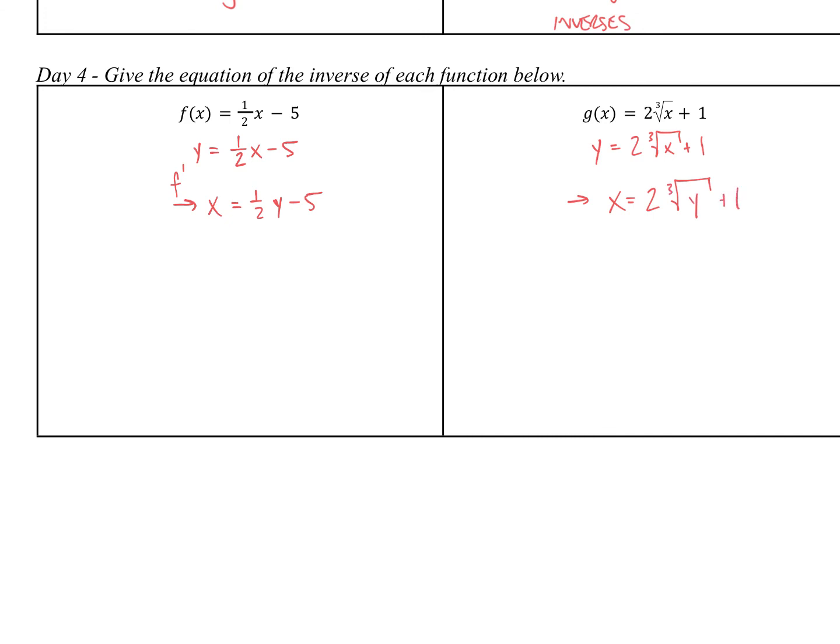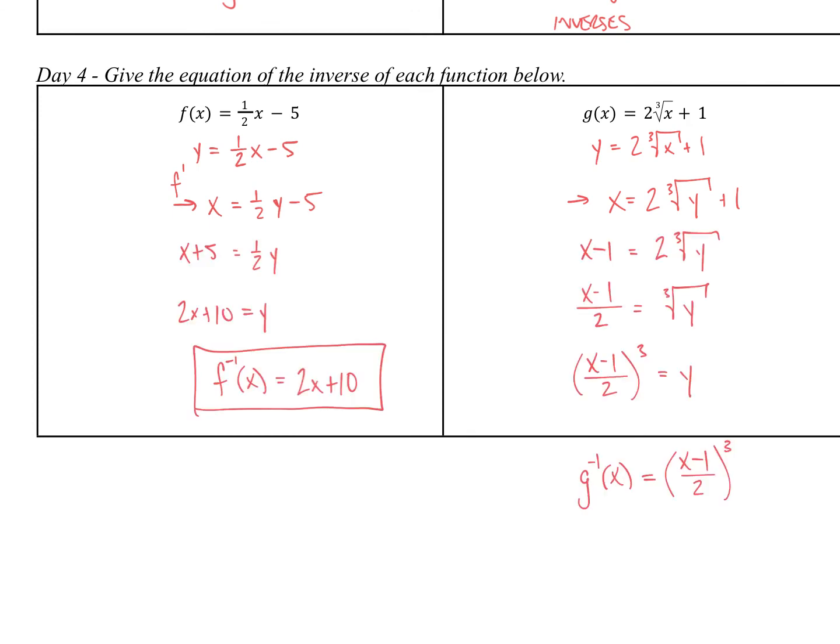And now I would pause the video, and you'll see f inverse of x and g inverse of x in a second. So these are the equations for f inverse and g inverse of x. Could you FOIL out x minus 1 cubed? You could. I don't expect you to, though. So this would probably be the best way to write g inverse of x.